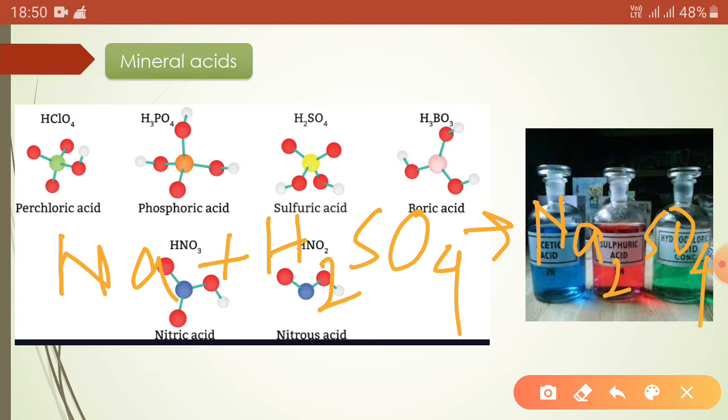So this is the test for hydrogen gas. The gas evolved after the reaction of acid with metal can be tested by bringing a lighted candle near it. If the gas burns with a pop sound, then it confirms the evolution of hydrogen gas. Burning with a pop sound is a characteristic test of hydrogen gas. So this was the reaction with metals.